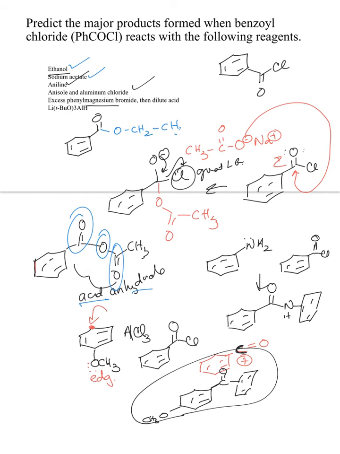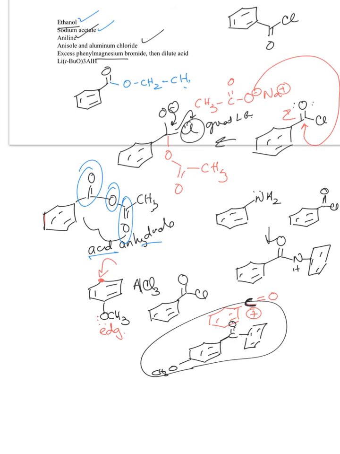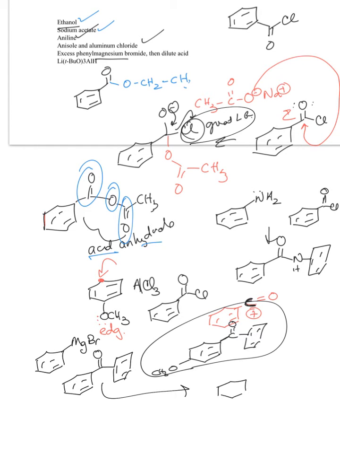Excess phenyl magnesium bromide. So this is phenyl magnesium bromide. Okay, and dilute acid. So this is going to do one addition with the leaving group. So you're going to form your ketone. And remember, the ketone's going to add again because it's a Grignard. It's not like your Gilman reagent. And you're going to make your alcohol. So this will be a triphenyl methanol. And you've actually done that reaction in lab.